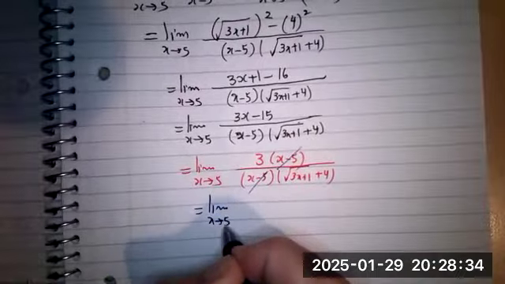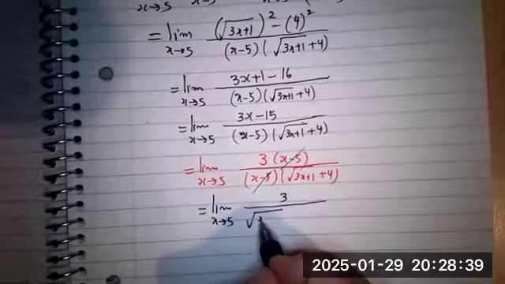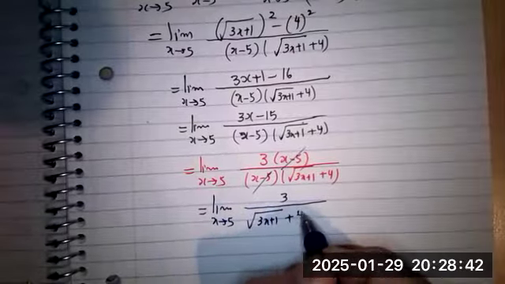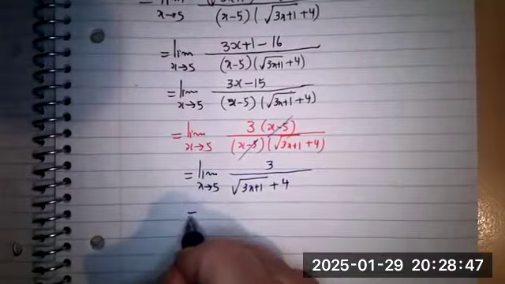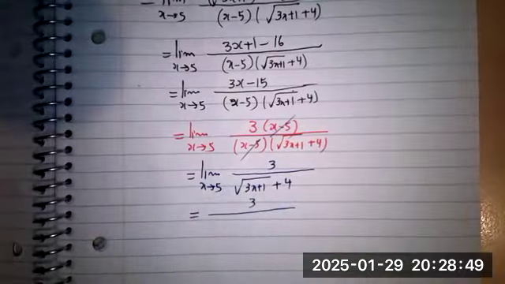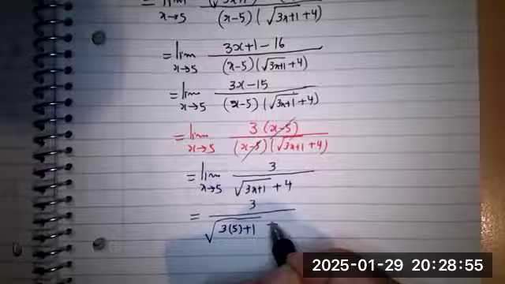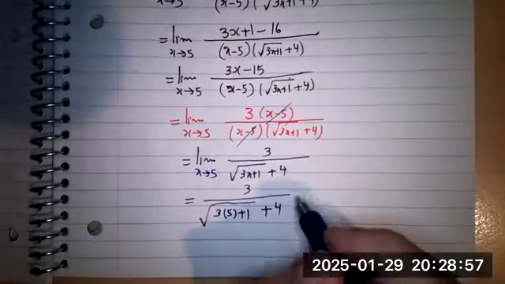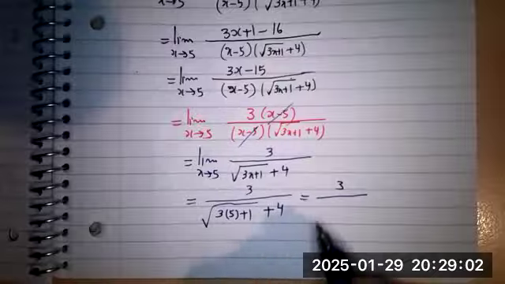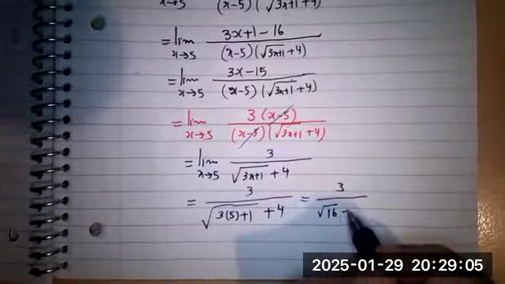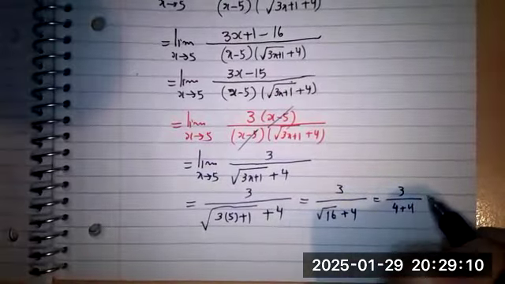Limit as x goes to 5. So the top is 3. The bottom one is radical 3x plus 1 plus 4. This is the time to substitute. You substitute x equal to 5. Since it's the end of the problem, no limit. So it's going to be 3 over radical of 3 times 5 plus 1, plus 4. 3 times 5, 15. 15 and 1, 16. Radical 16 would be 4. 4 plus 4, 8.